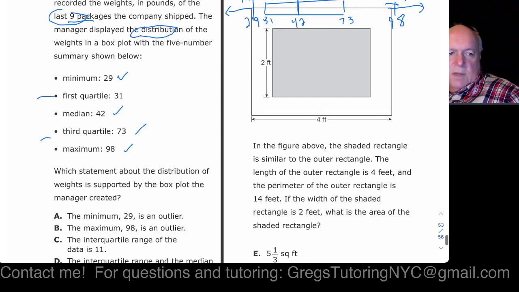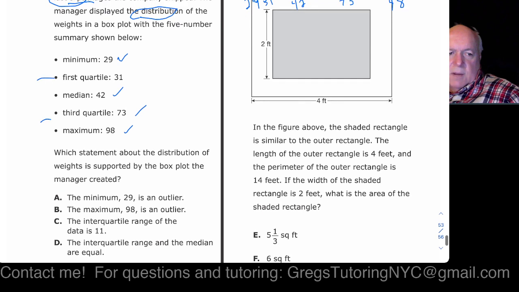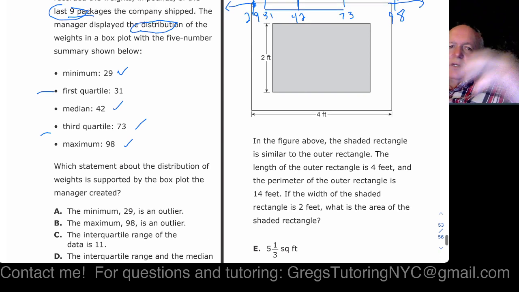So it says, which statement about the distribution of the weights is supported by the box plot the manager created? It says the minimum, 29, so that's our point right here, is an outlier. Well, an outlier is outside of it. So even though min is the least number, it's not outside the whiskers, so it's not an outlier. It's an inlier. 98, the maximum, has the same thing. It's actually on the whiskers, so it's not beyond it. So it's an inlier, not an outlier.